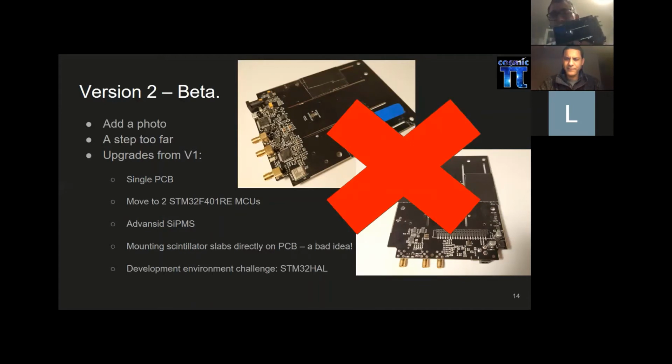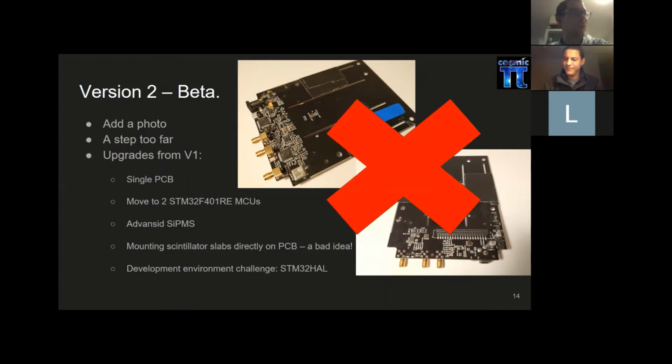When we built this, we realized that it didn't work. In terms of the coupling, it wasn't efficient enough. So one of the biggest learning points from this design was that an edge coupling to a slab from an SiPM works a lot better than a side coupling in this case.